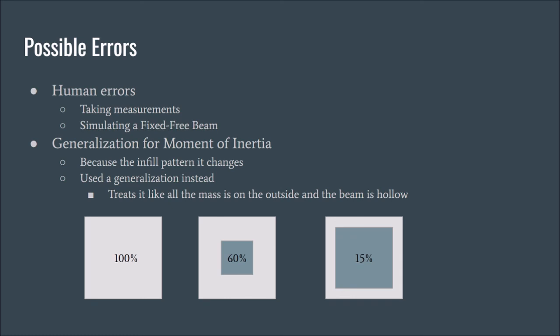And so basically what happens is it treats all the mass as being on the outside and the beam is hollow. So what I mean by that is that if you have 100% infill, then obviously there's no hole. But if you have 60%, you have a small hole. And then if you have 50% infill, which is what I had at one point, there will be a large hole. But all the mass, you can see, is concentrated on the outside.